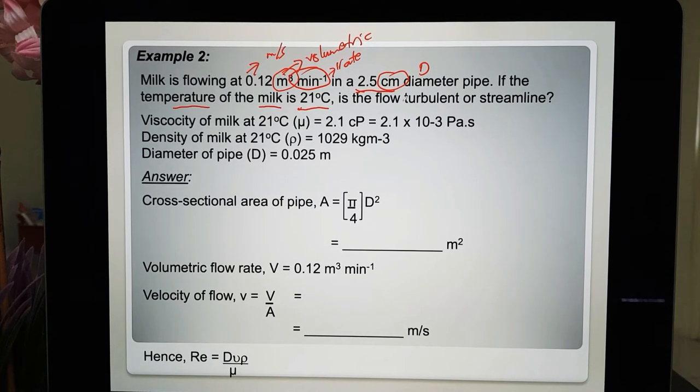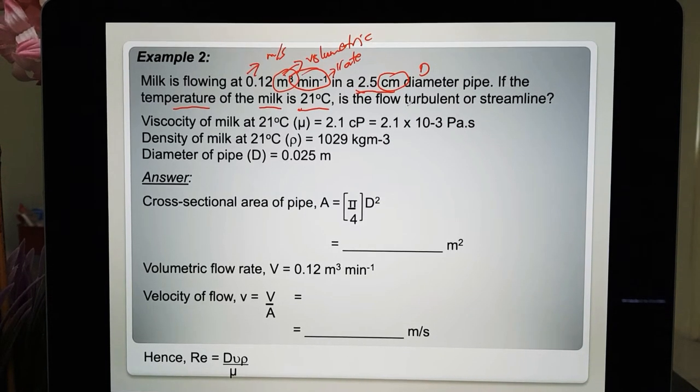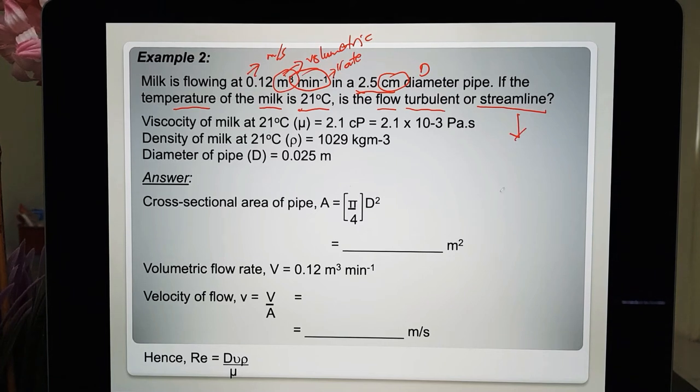So is the flow turbulent or streamlined? Okay, is the flow turbulent or streamlined? So what you are supposed to do when the question asks you if the flow is turbulent or streamlined is obviously calculate the value of the Reynolds number, because there is a range of Reynolds values that indicates whether the fluid flow is turbulent or streamlined.